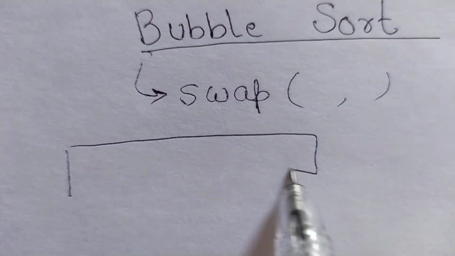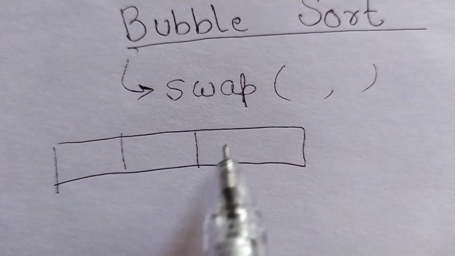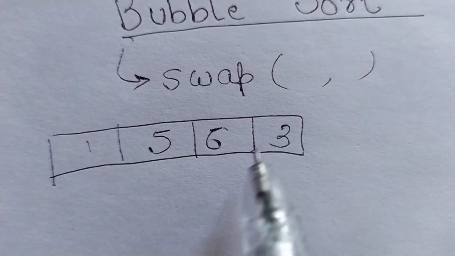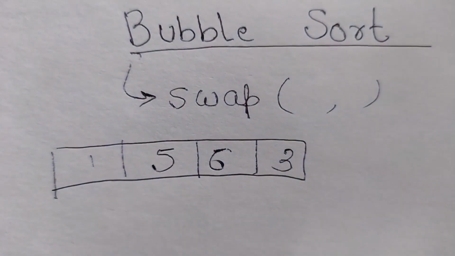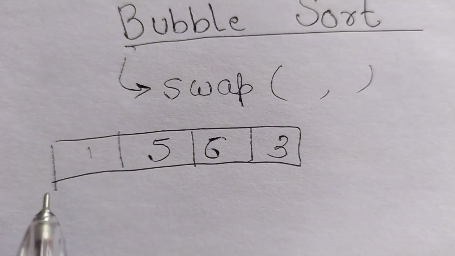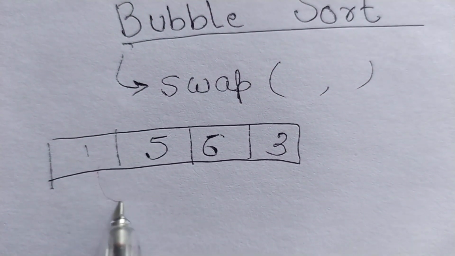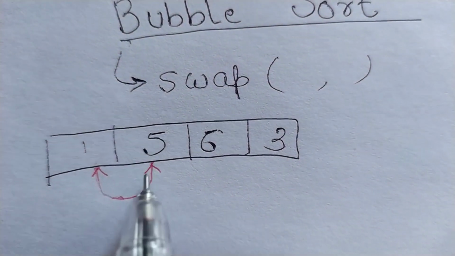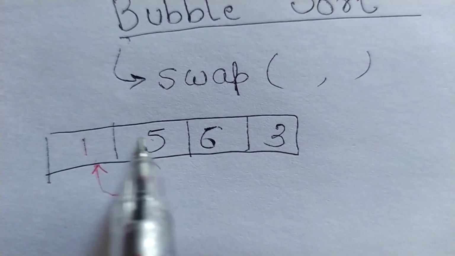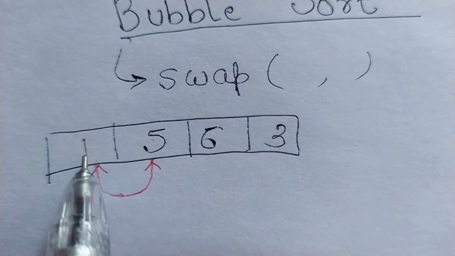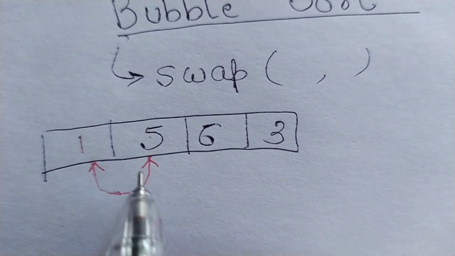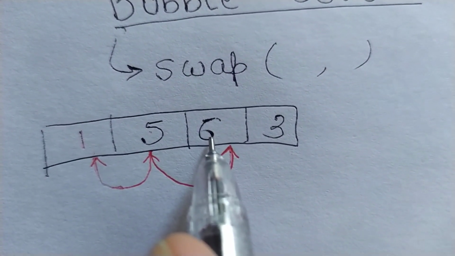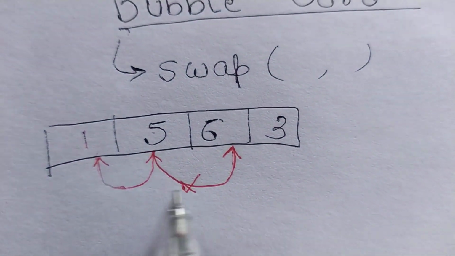First we take an example of an array. Let's suppose we have an array of size 5: 4, 1, 5, 6 and 3. What we do in bubble sort is we try to swap the adjacent elements if they are not in the correct order. Like here we can see that 1 and 5 are in correct order, as 1 is less than 5, so we will not swap it. We will check this: is 5 less than 6? Yes it is, so we are not going to swap.